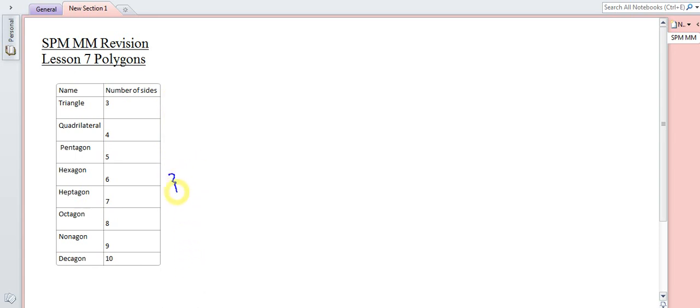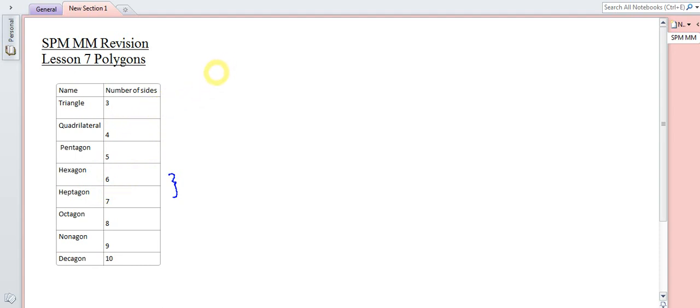Okay, especially for these two, you have to be more careful. Students always get confused about the hexagon and heptagon because the spelling looks similar to each other, so be more careful about these two. Okay, so next thing is triangle.